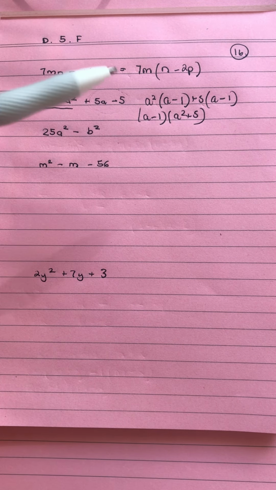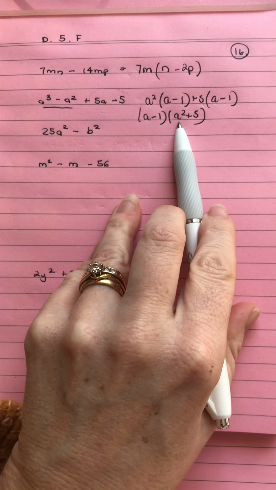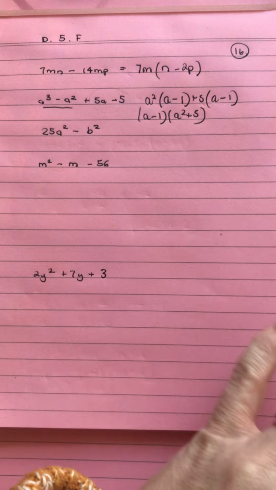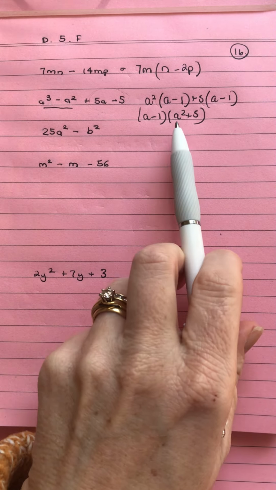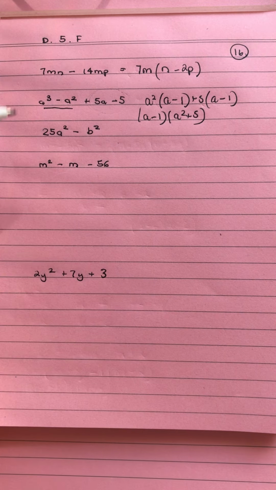Always check within your brackets when you have done that factorising if those can be further factorised. If we'd had an a squared minus 5, we could have tried a difference of 2 squares, especially if it was a squared minus 25, then we definitely could have done our difference of 2 squares there and kept going.